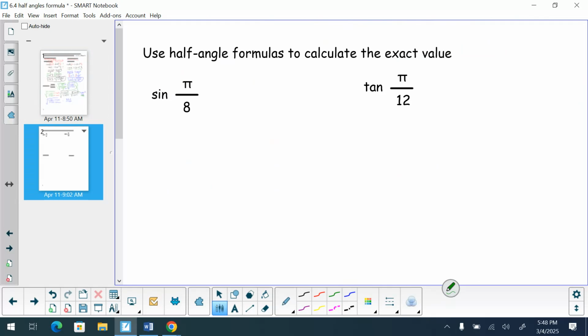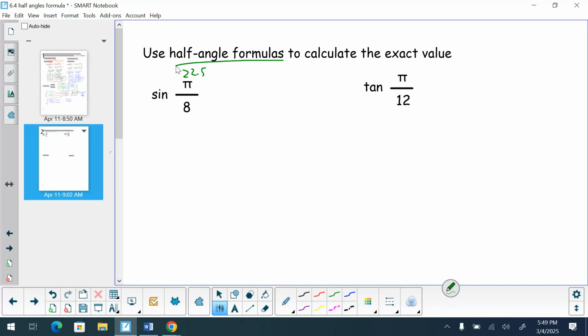Okay, if we look at sine of pi over 8, it may be in your best interest to take your 180 and divide it by 8. And you get your 22.5. Since we're using half angle formulas, we're asking ourselves, what can we take half of to get the value of 22.5?